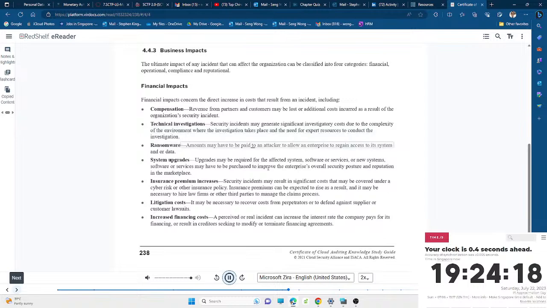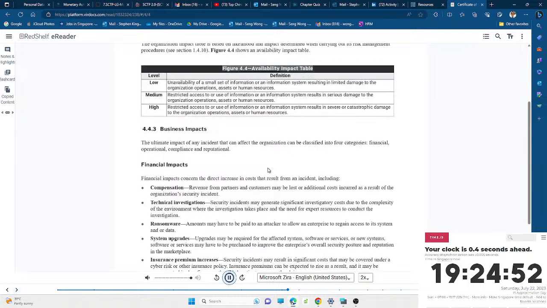Ransomware: amounts may have to be paid to an attacker to allow an enterprise to regain access to its system and/or data. System upgrades: may be required for the affected system, software, or services, or new systems, software, or services may have to be purchased to improve the enterprise's overall security posture and reputation in the marketplace. Insurance premium increases: security incidents may result in significant costs that may be covered under a cyber risk or other insurance policy. Insurance premiums can be expected to rise as a result, and it may be necessary to hire law firms or other third parties to manage the claims process. Litigation costs: it may be necessary to recover costs from perpetrators or to defend against supplier or customer lawsuits. Increased financing costs: a perceived or real incident can increase the interest rate the company pays for its financing, or result in creditors seeking to modify or terminate financing agreements.